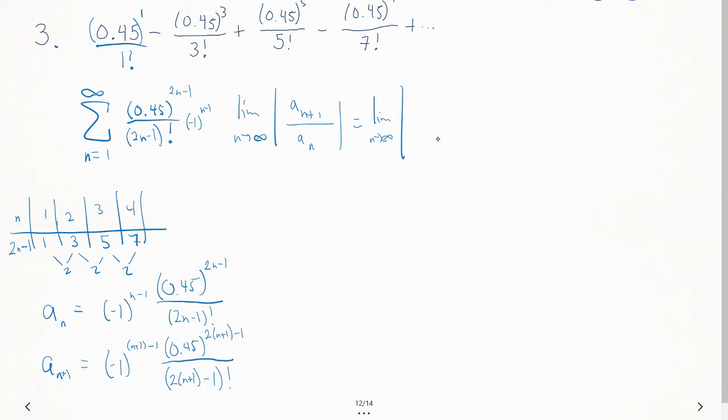Okay, so just to simplify the a sub n plus 1 to make our life a little bit easier, this is -1 to the nth power. Now this becomes 2n plus 2 minus 1, so that's going to be 0.45 to the 2n plus 1 power. That's kind of interesting right there. And then on our next bit we'll have 2, this is n plus 2 minus 1, so that'd be 2n plus 1 factorial down below.